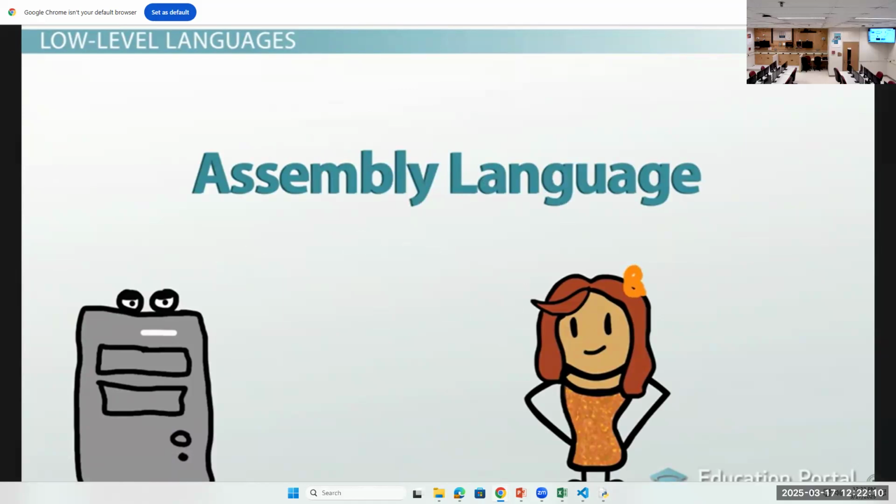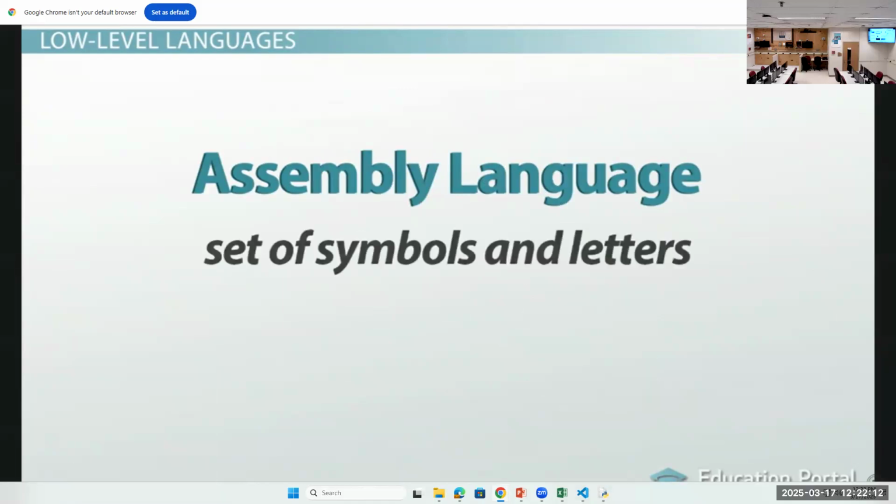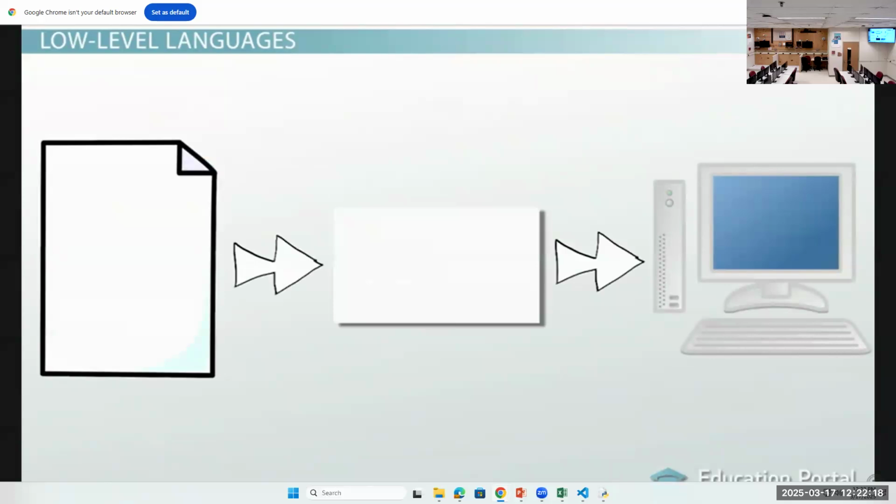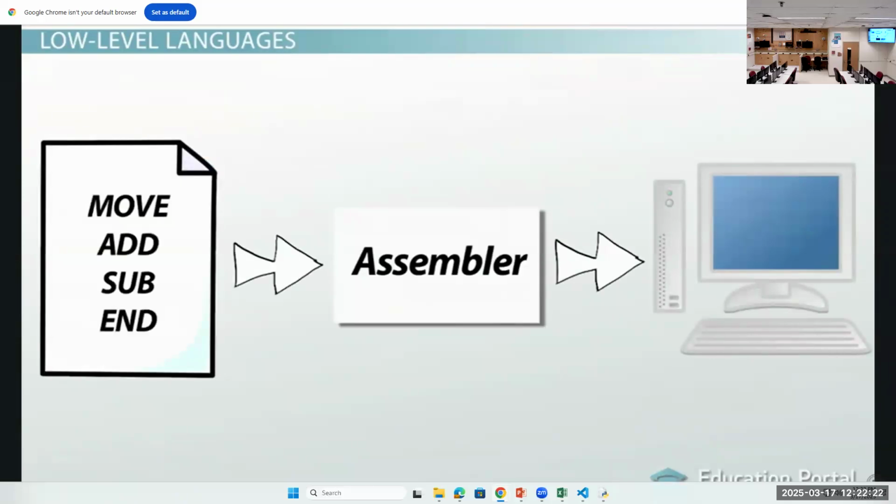An assembly language consists of a set of symbols and letters. A translator is required to translate the assembly language to machine language. This translator program is called the assembler. It can be called the second generation language since it no longer uses ones and zeros to write instructions, but terms like move, add, sub, and end.